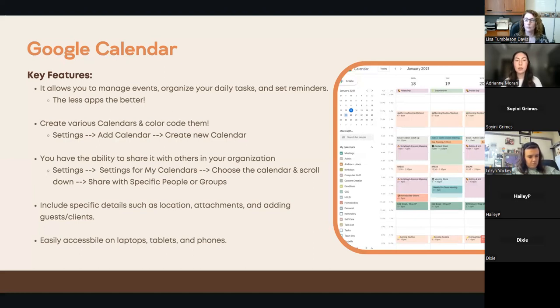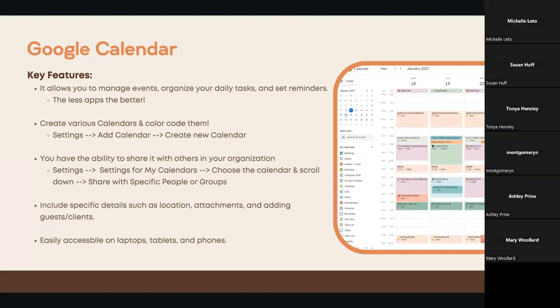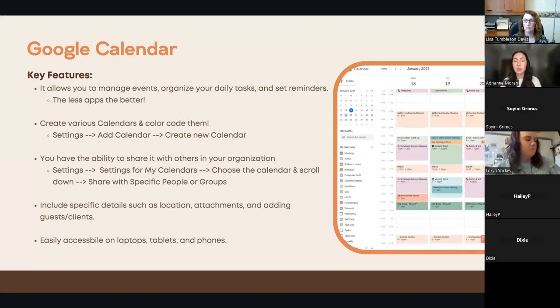Additionally, I love that with Google Calendar, you can include specific details such as locations, attachments, or adding guests or clients. So for example, if you were to create an event that the social media workshop was happening, let's say, up here at The Ohio State University, you could easily add the location. And then when it pops up as a reminder on your phone for the event, you can just click on it and it will automatically take you into Google Maps to take you there. So you don't have to worry about stressing, oh no, where am I supposed to go? I need an address. It's all right there in the app, integrated in.